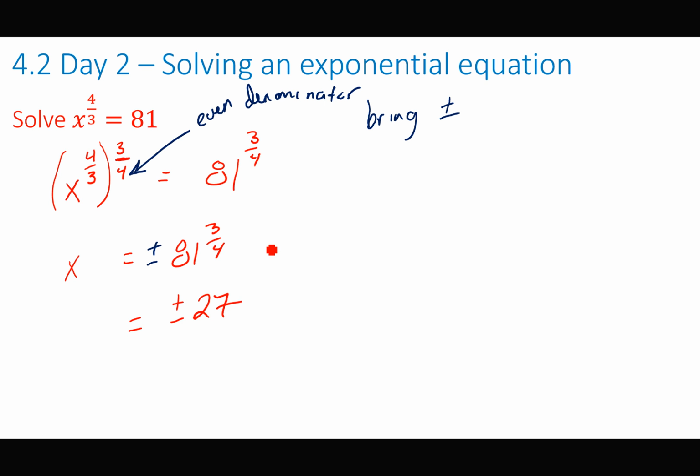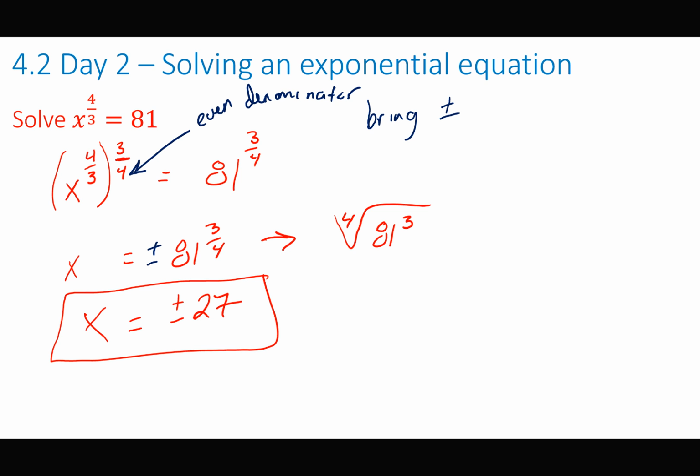You can put that in your calculator because this is the 4th root of 81 cubed. And again, this 4th root, that's why there's that plus minus going on. Any even index is that plus minus. That's another check. Make sure you get that plus minus going on. All right, so x equals plus minus 27 for this one.